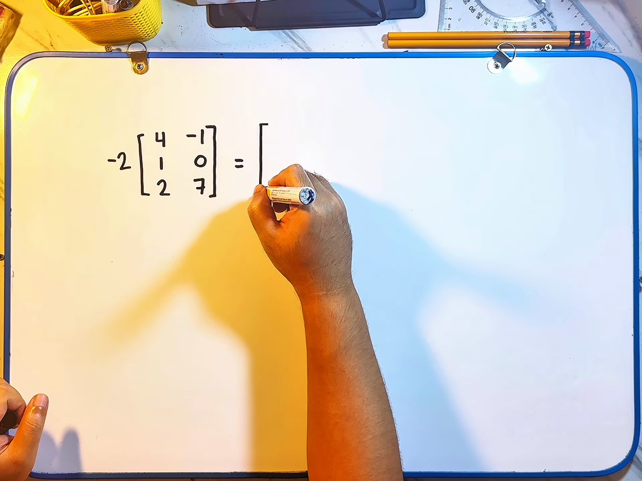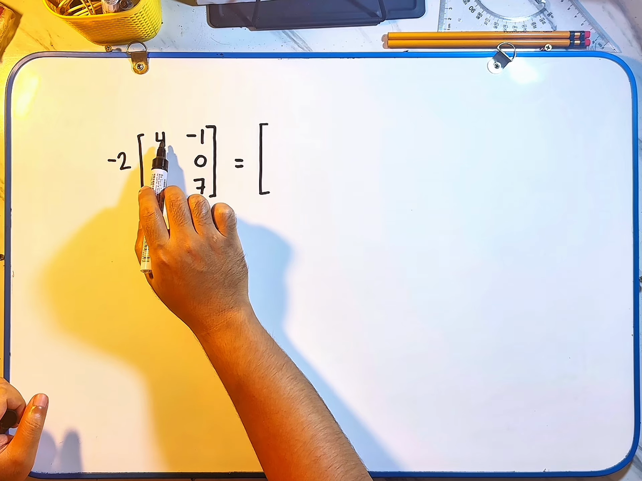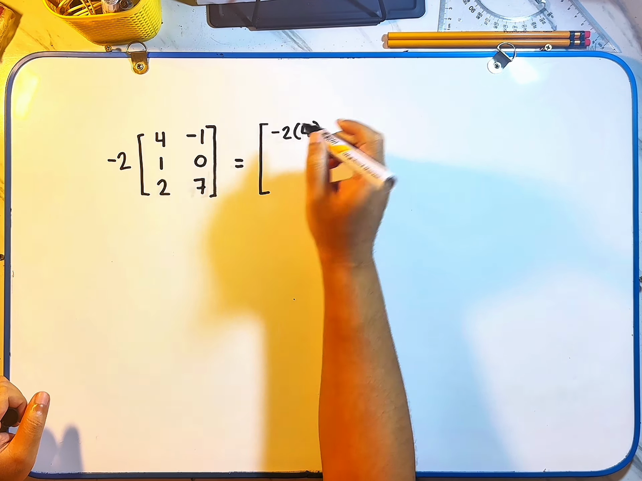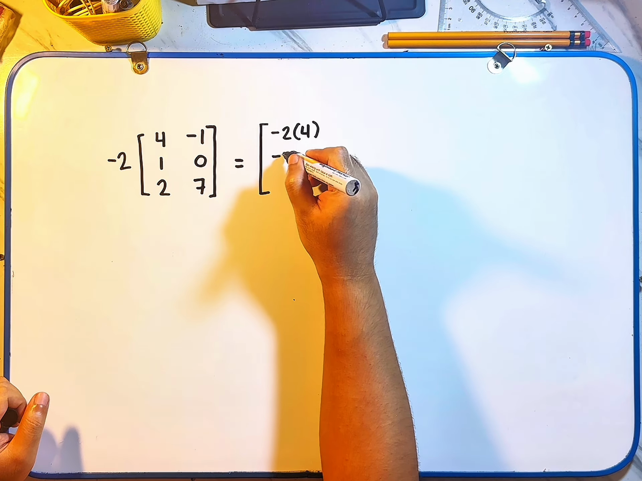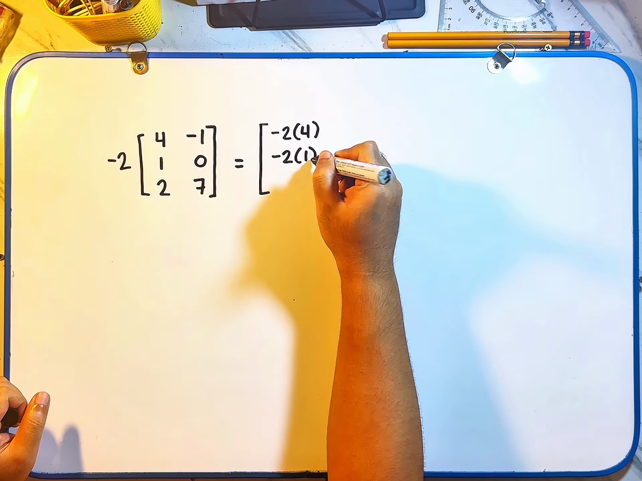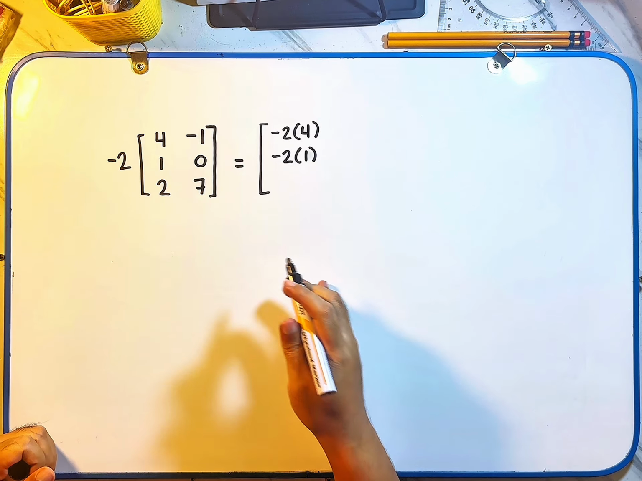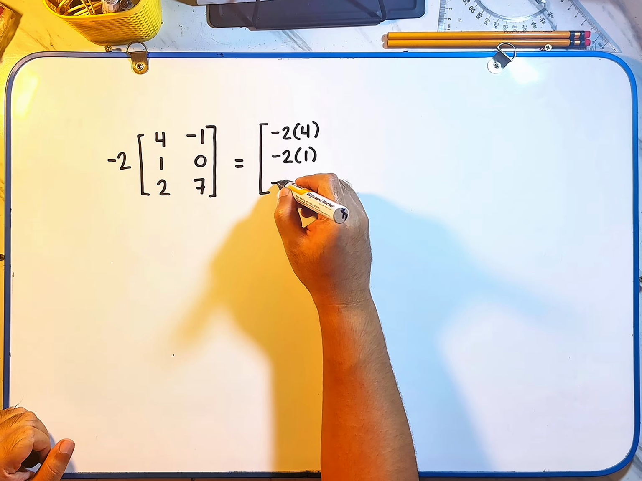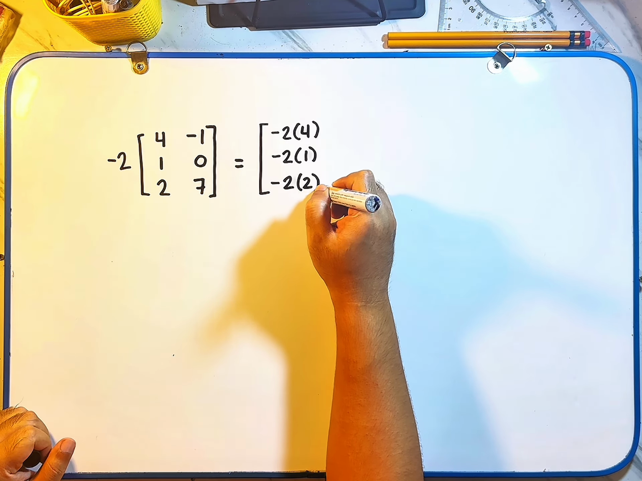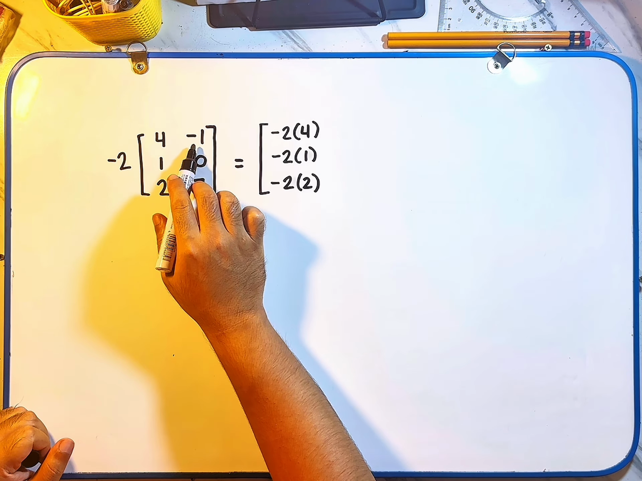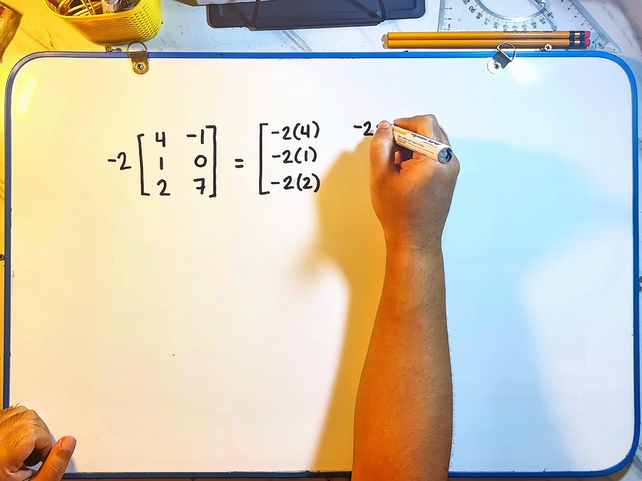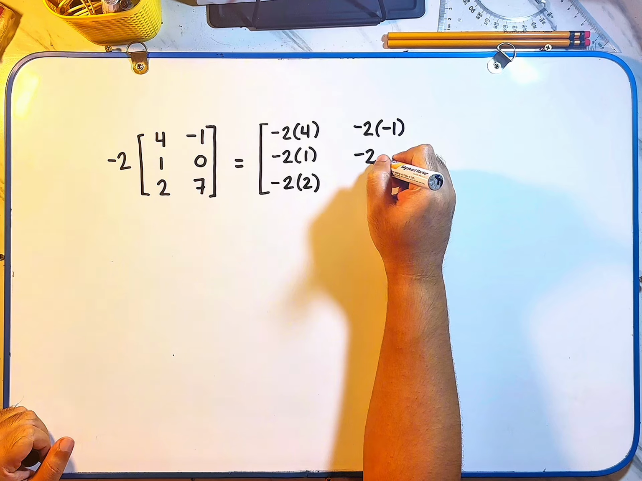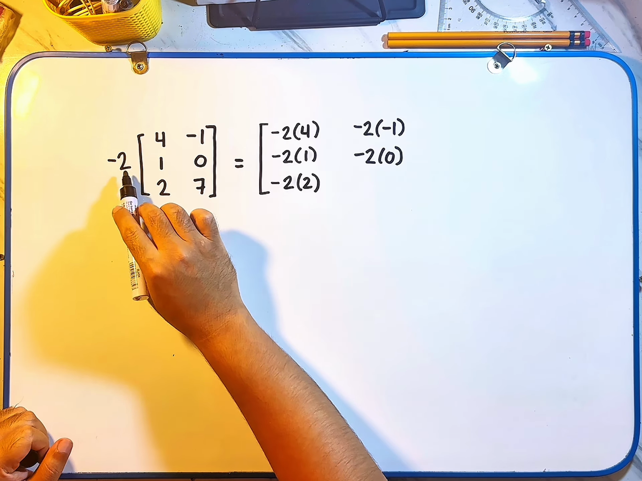So the result should be -2 times 4, and then -2 times 1. Make sure you take note of the location of each element. Don't get them mixed up. -2 times 2. And then -2 times -1. -2 times 0. And -2 times 7.